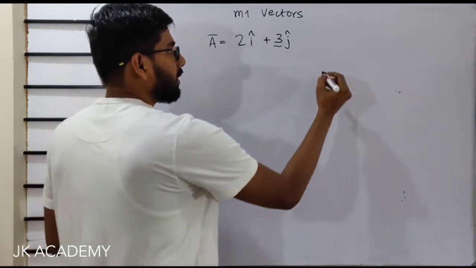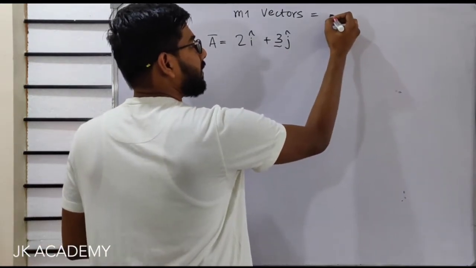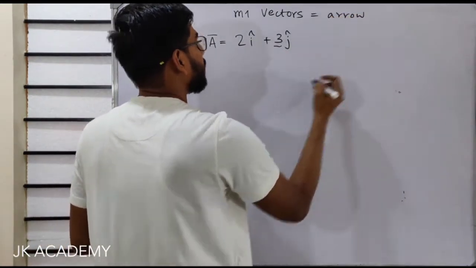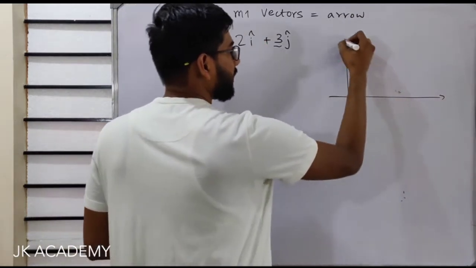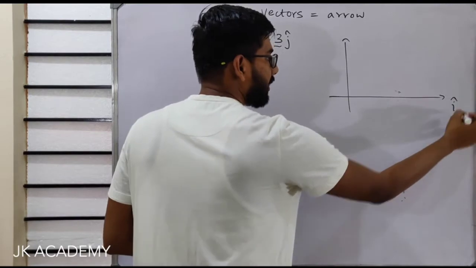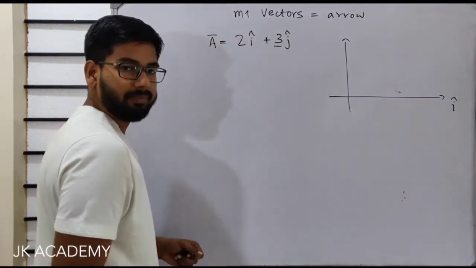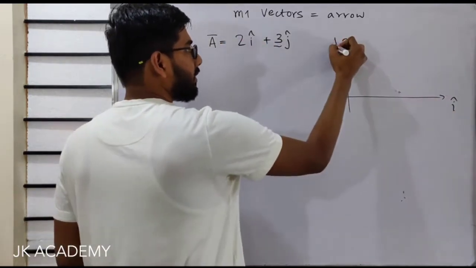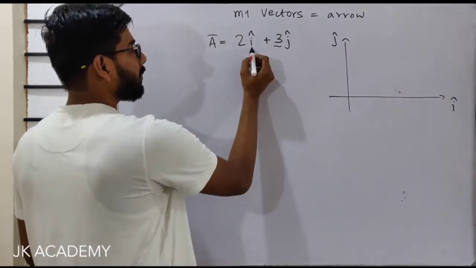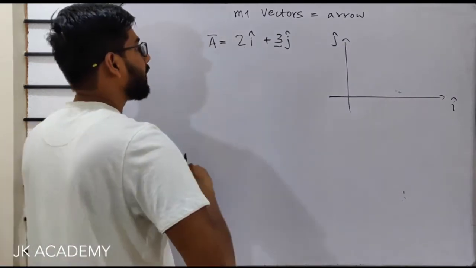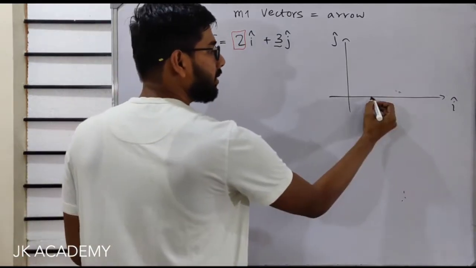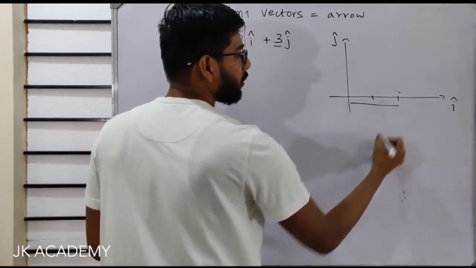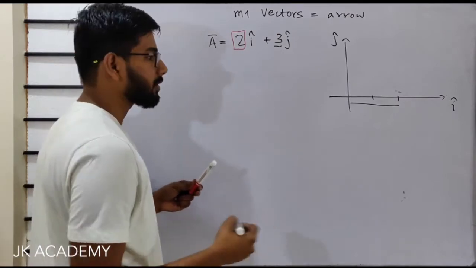Basically, a vector is an arrow. Each vector is an arrow. So if you have an axis system like this, in the place of the x-axis I'll write i cap. It's the i-axis and this is the j-axis. What is the number beside i? The number beside i is 2. So in the i direction, I'll go 2 in the direction of i, two to the right.